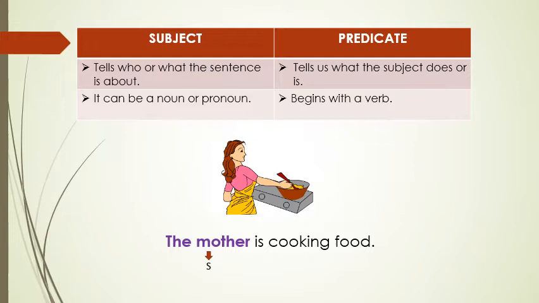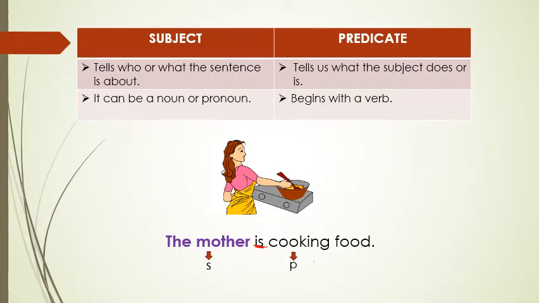Now, let's see which is called a predicate. Is cooking food. Here, if I ask what the subject, that is, the mother is doing in the picture, we can clearly say that the mother is cooking food. And we know that a predicate generally begins with a verb. So where is the verb in this sentence? We can see that the verb is "is". So, "is cooking food" is the predicate in the sentence.